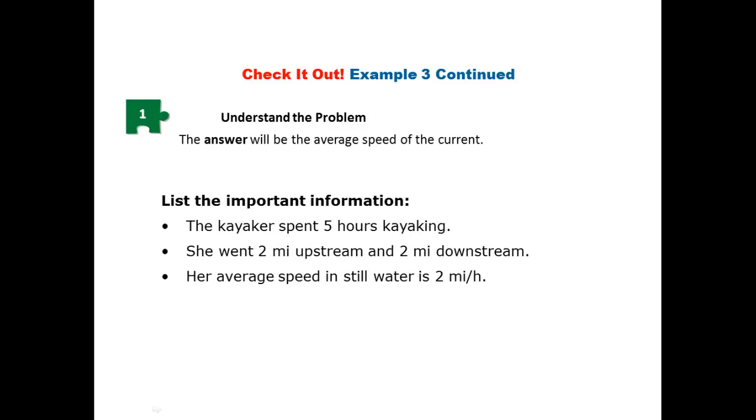Here's our important information. Kayaker spent 5 hours kayaking. This is our total time. She went 2 miles upstream, 2 miles downstream. Okay, so the same distance up, same distance down. Her average speed in still water is 2 miles per hour. Okay, so if there was no current at all, she can paddle 2 miles per hour.